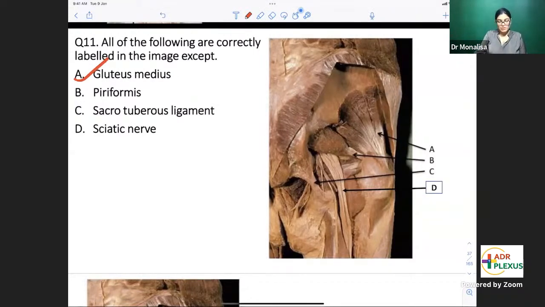Question number 11. Can anybody tell me what is A? Many of you have definitely given the right answer. Superior gemelli? No. Gluteus maximus? No. Minimus? Yes, absolutely right. This is gluteus minimus muscle. Let me show you. All other labelings are absolutely correct.